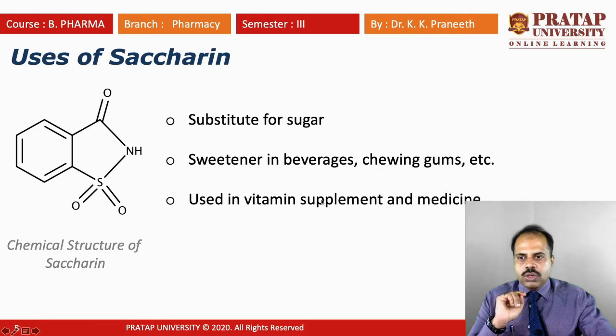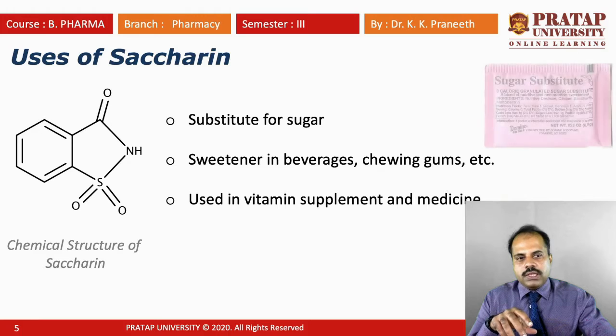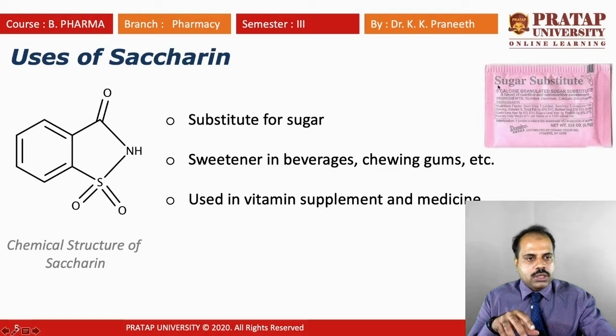So now let's move on to see how we can prepare saccharine. How to prepare saccharine? This is one of the sugar substitutes. You see the calorie is 0 for this saccharine. So that is another important property. It has no calories. So if you are calorie conscious, this sugar substitute is important for you to lose weight.